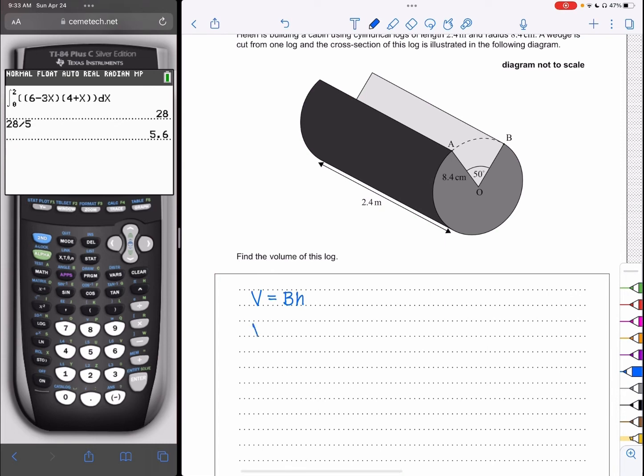If I find the volume of the entire log here, the volume is going to be equal to the area of my base. So the area of my base is going to end up being the area of the circle. So that's going to be equal to pi r squared. So that's going to be pi times 8.4 squared. But remember, it's not the full circle. We have to subtract that sector that's in there. So we're going to have to do minus the area of the sector, which is going to be 50 degrees over 360 times pi r squared.